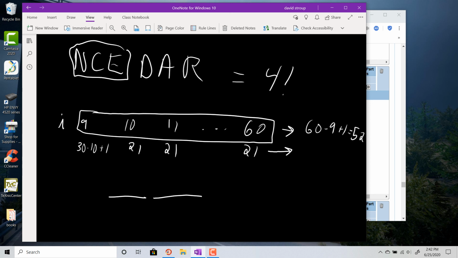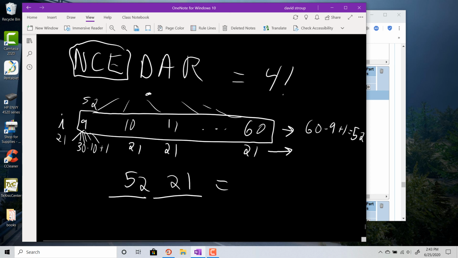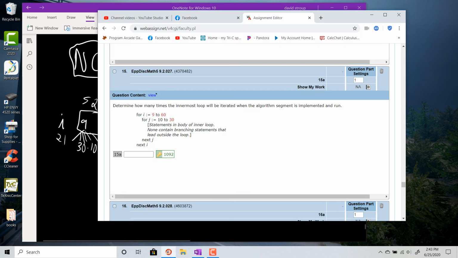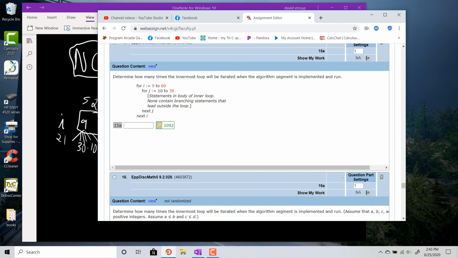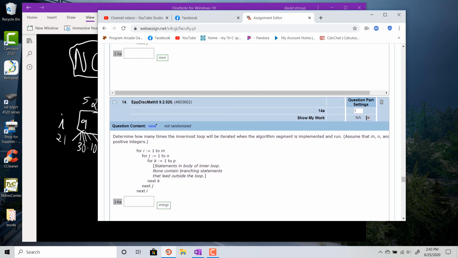So how do I think about this? It's just going to be 52 times 21. Each time there's 21 things underneath it, and there's 52 things right here. So 52 times 21 is going to be your answer. It just comes down to figuring out how many times the inner loop goes, and then multiplying that by the number of times the outer loop goes. And remember your formulas. If you have multiple loops, it's just multiply over and over again.